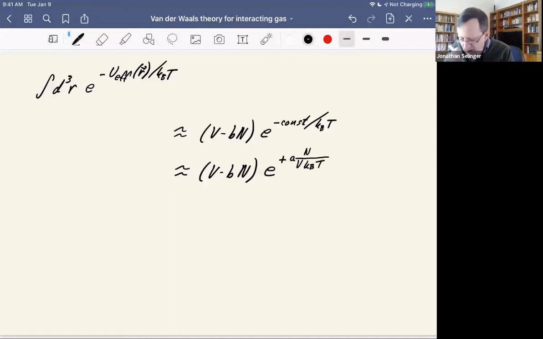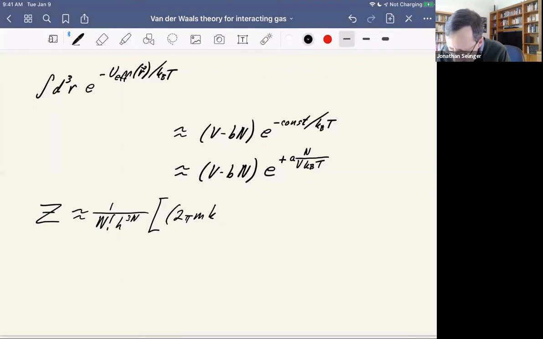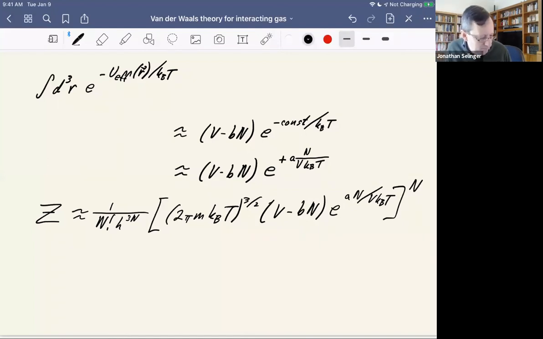So that means then that I can go into the partition function for the whole system, and that is approximately 1 over n factorial h to the 3n. And now I have this momentum integral, the 2 pi mkT to the 3/2, and the position integral, which is V minus Bn e to the An over VkT, all raised to the n power. So this is the van der Waals theory for the partition function.